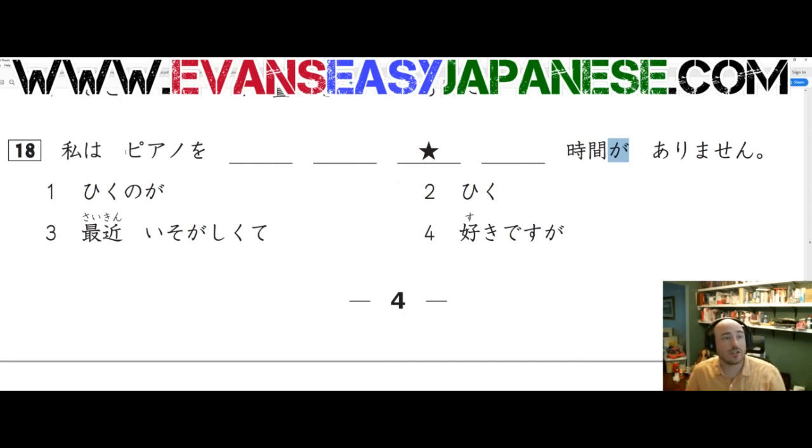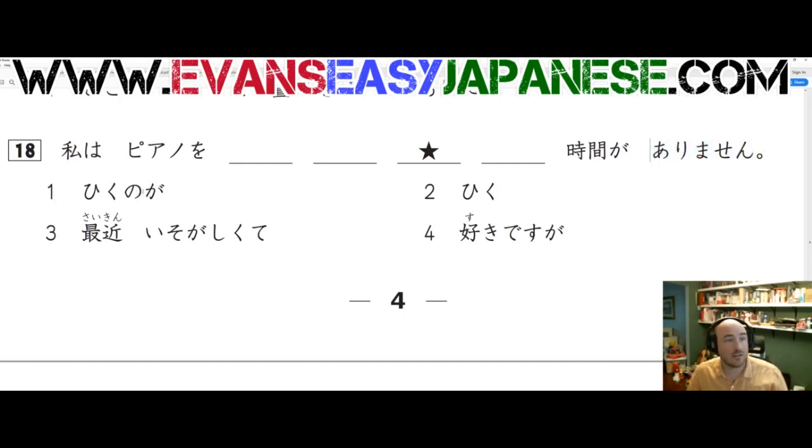Alright, so what they're trying... Oh, let's look at our options. We have hiku no ga. Oh no, I'm sorry, this is a ga particle. So we have 2 ga particles that are operating as subjects that are not watashi. Because they're sort of baby subjects, they get the ga particle, and then the overarching thing is watashi wa jikan ga arimasen. I don't have time. This is one of the situations where arimasen is best translated as have.